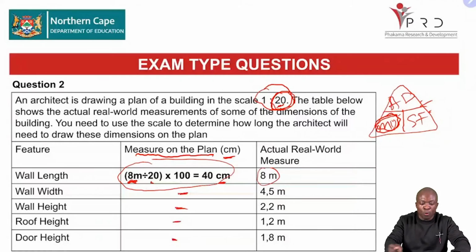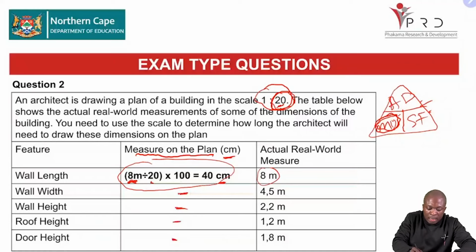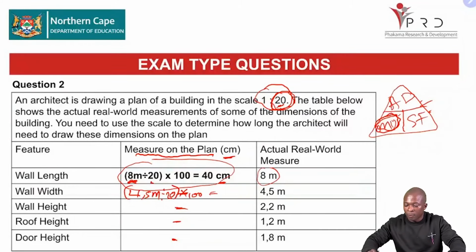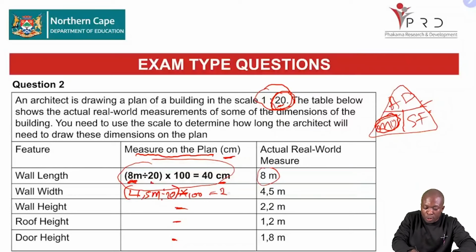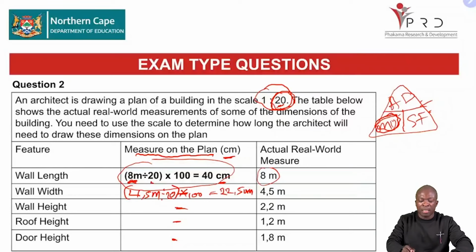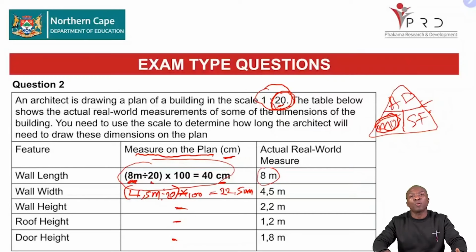Welcome back. So what was supposed to have been here? This portion was supposed to be 4.5 meters divided by 20, multiply everything by 100. What is your answer? 4.5 divided by 20 multiplied by 100, and that should give you the plan measurement of 22.5 centimeters. Remember, we are multiplying by 100 because we want to convert from meters to centimeters.